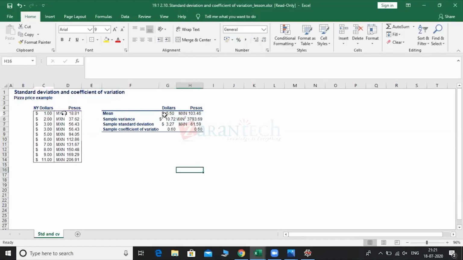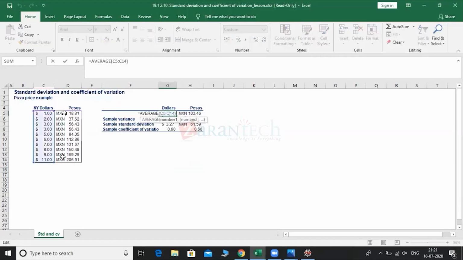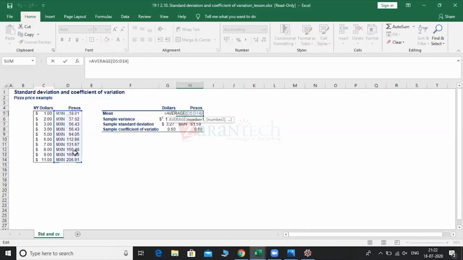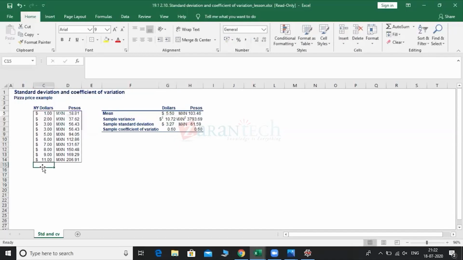As you can see, in this case, the mean is 5.5, which is fine enough. This is a mean of the number, and this is a mean of all the pesos. Variance, simple variance, we can calculate using the variance formula, and you would see that variance in this case is 10.72, and in this case the variance is 3793, because the numbers themselves are so large and it gets even more exaggerated by squaring, and that's why this variance is very high.